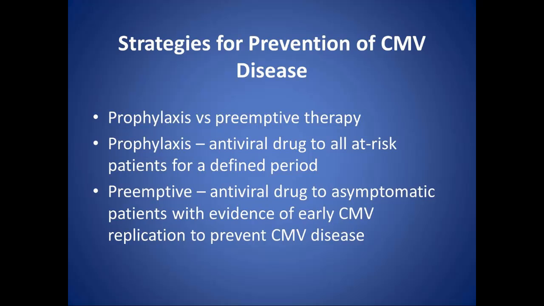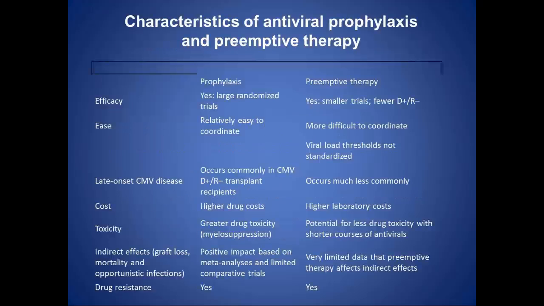So we have prophylaxis, where you give everybody drug, and then we have preemptive, where you monitor patients and only give them medication if you start to see CMV replication. So these are some of the characteristics of prophylactic versus preemptive therapy.